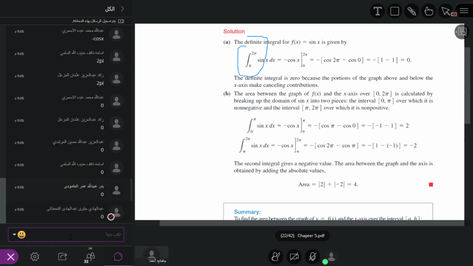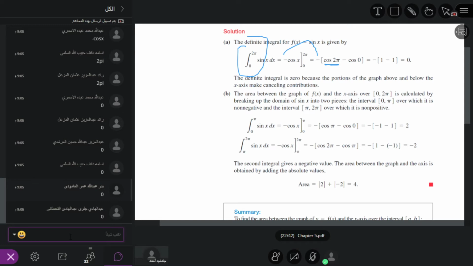So whenever we evaluate the definite integral, first we put upper limit. This minus is here outside. Now first we put upper limit, that is why here we have cosine 2 pi. It is equal to cosine 2 pi minus lower limit, that is why we have cosine 0. So cosine 2 pi minus cosine 0.